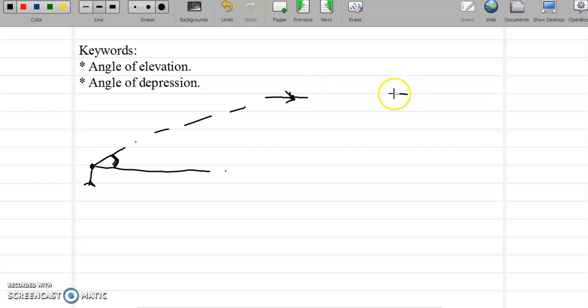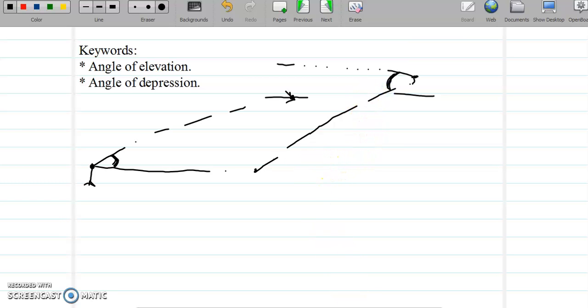And when somebody is up, maybe on a high mountain, and decides to look down to see what is happening, the angle the person makes there is what we call the angle of depression, because here is the eye level of the person and the person looks down to see what is happening there. So the angle the person makes there is the angle of depression.